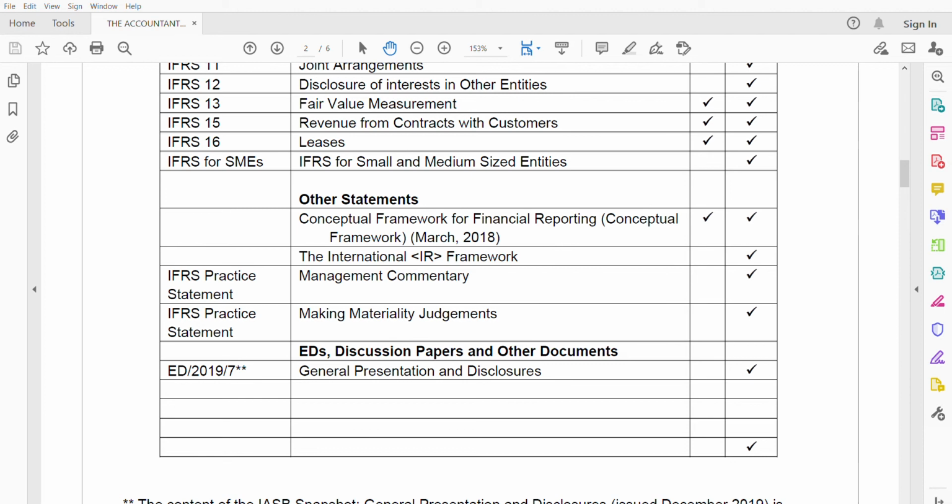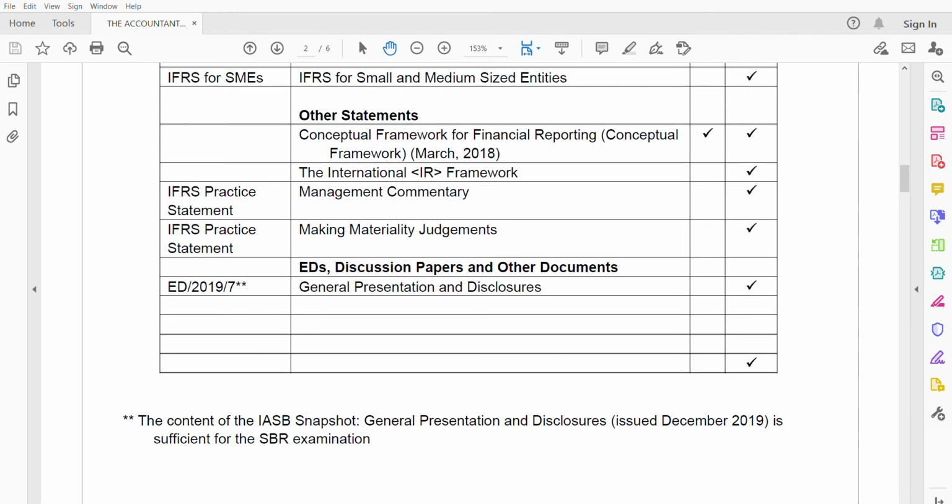Again, general presentation and disclosure you'll be asked, which is again in SBR. Okay, so if you see, there's a note for the general presentation and disclosure. What is that note? The content of the ISB snapshot, general presentation and disclosure issued December 2019 is sufficient for the SBR exam. Okay, even though you'll be giving this paper from September 2021 to June 2022, still the snapshot for December 2019 general presentation and disclosure you can use for the current SBR exam. Okay, it will be sufficient for it.